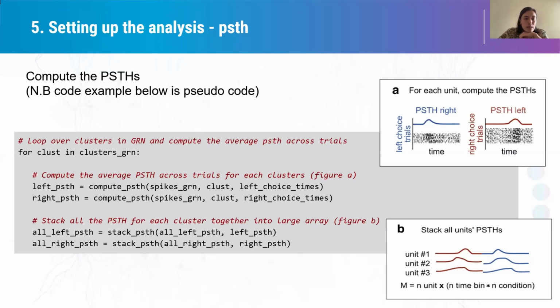For this analysis, we basically want to loop over all of the clusters that we have found on our probe. We can then get this high dimensional array where we have these PSTHs over all of the units that we have for this single probe insertion.